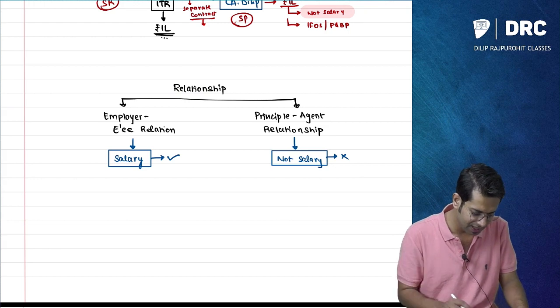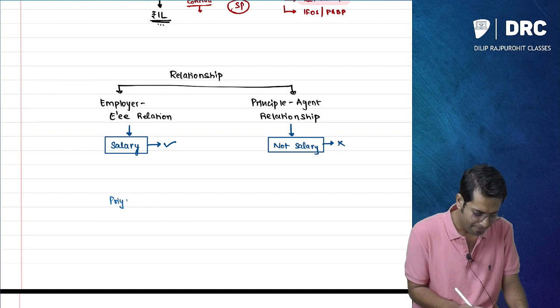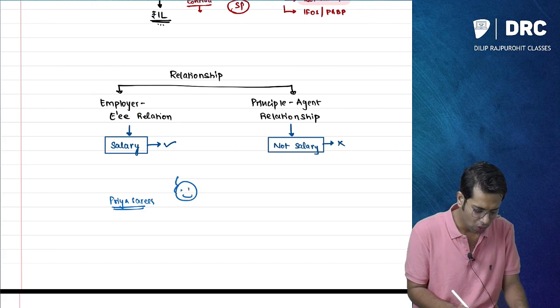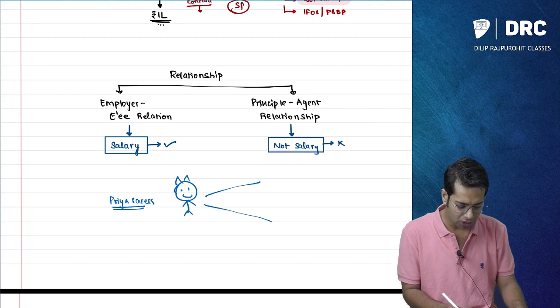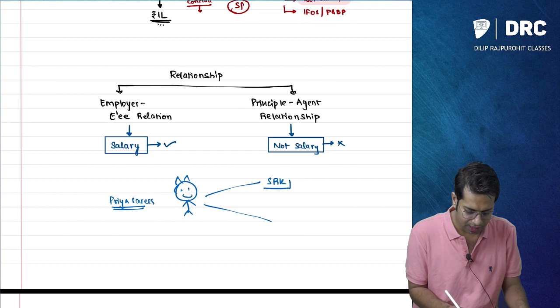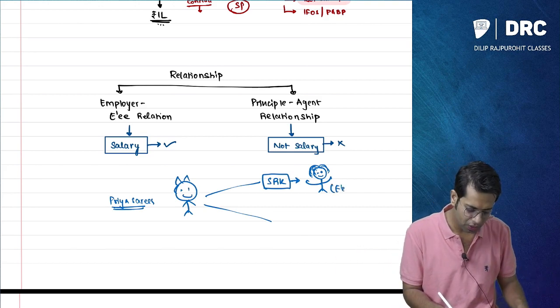Sir, can you please give an example? For example, there is a company called Priya Saris. Mr. Dilip is the owner of Priya Saris. So Dilip has two people. Shahrukh is my employee, and Dilip also has Salman.